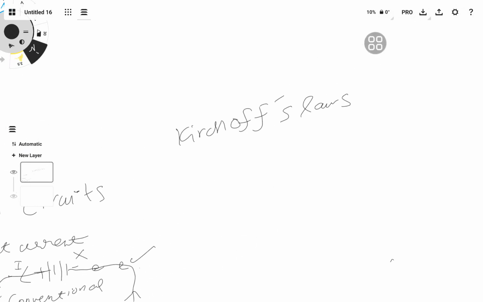DC circuits, Kirchhoff's laws. These laws are important because they discuss how the circuits work. Kirchhoff's laws: how current flows is basically the first law. Let's actually draw it with an example here. So basically these are junctions.